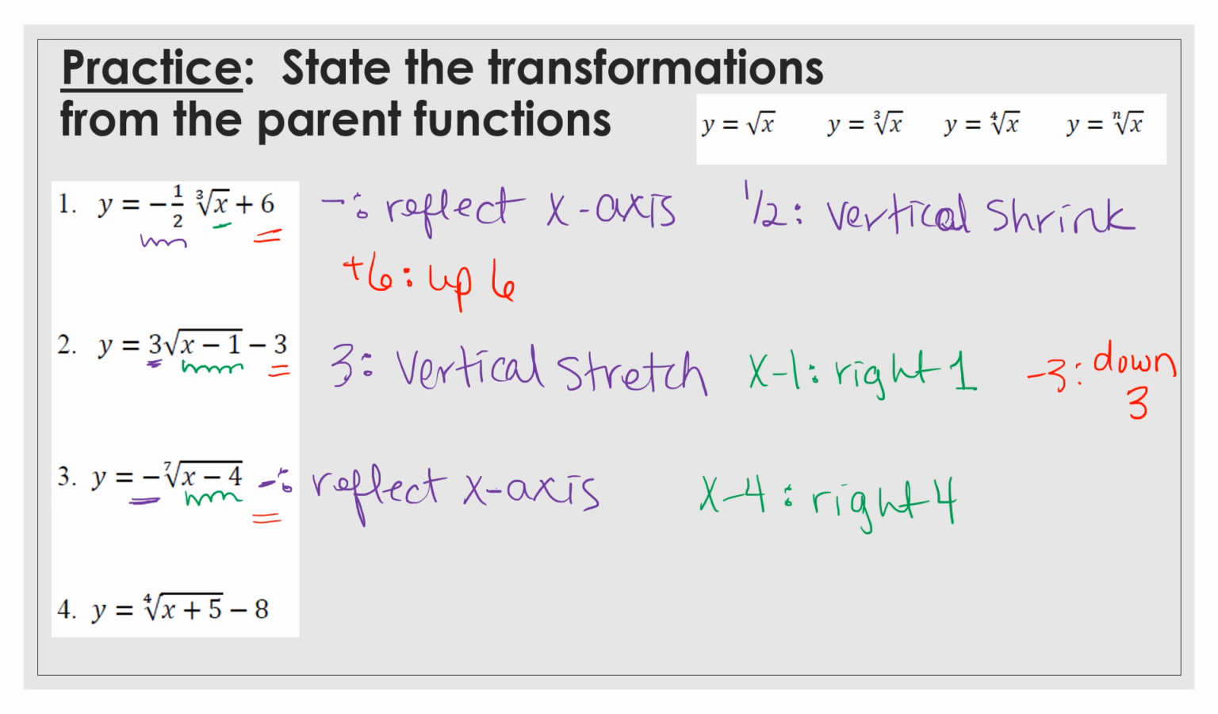And our last example of these, we have the fourth root of x plus 5 and then minus an 8. So the x plus 5 tells us to travel the opposite direction, go to the left 5, and the minus 8 at the back end tells us to go down 8 units. So again, the x restricts your domain. The number added on the outside, for your kite, restricts your range.